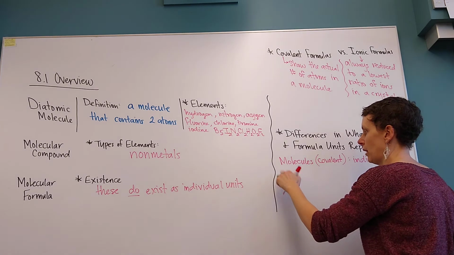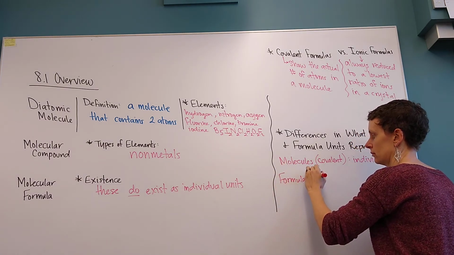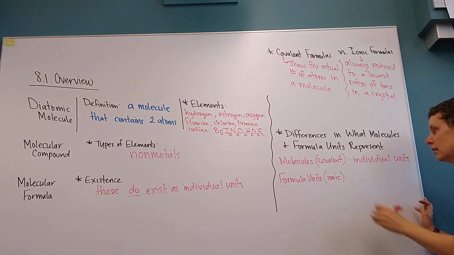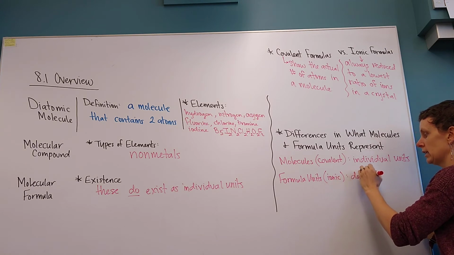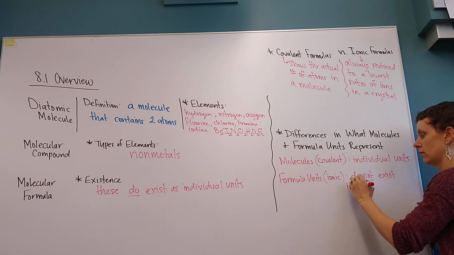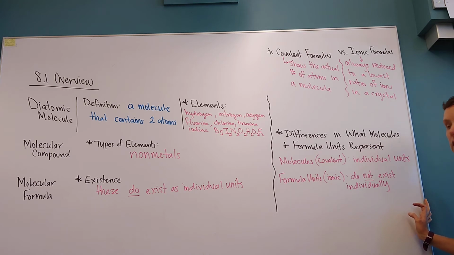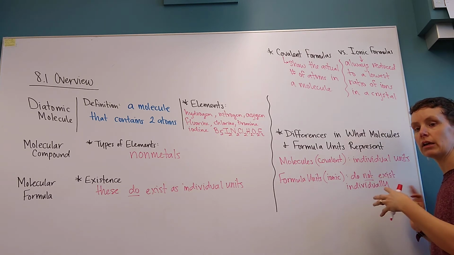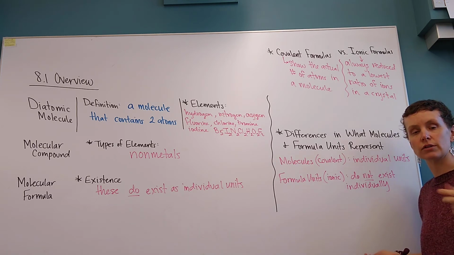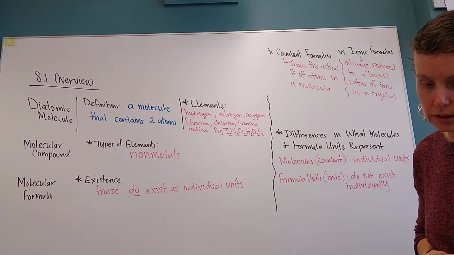Okay, ionic compounds, we have formula units. For ionic, formula units do not exist individually, okay? They exist in that ratio in a crystal that is a repetitive pattern of billions and billions of ions in order to find a tiny, tiny little grain of that compound, okay?